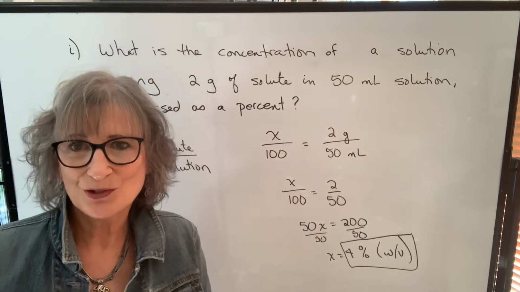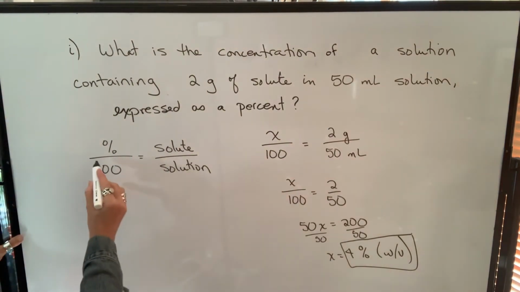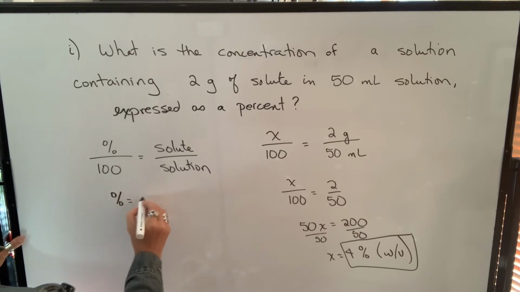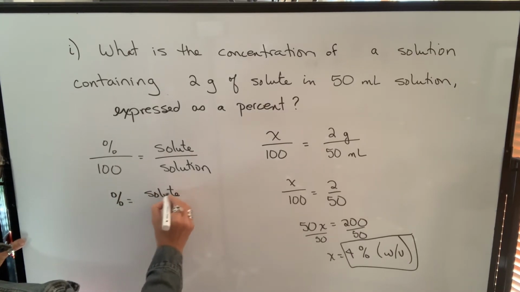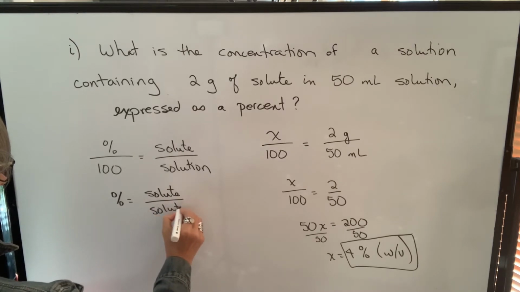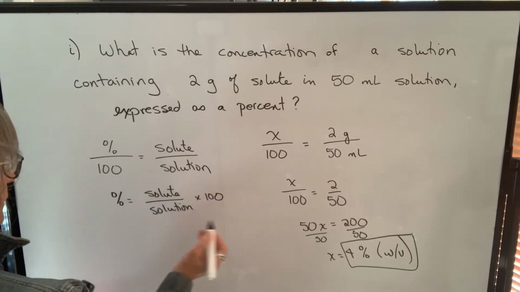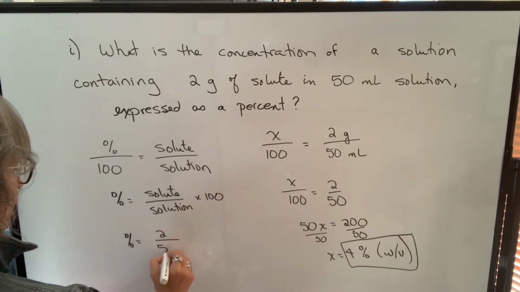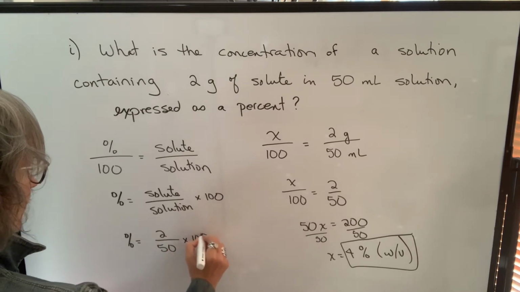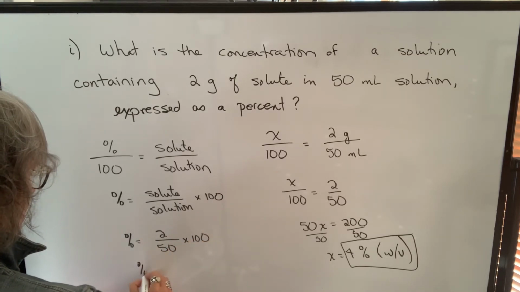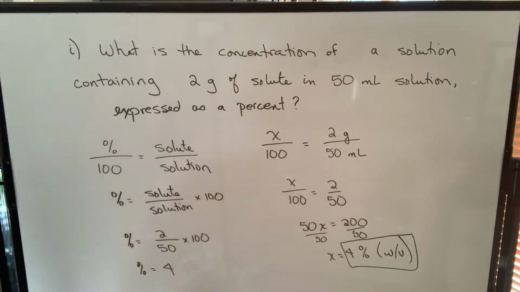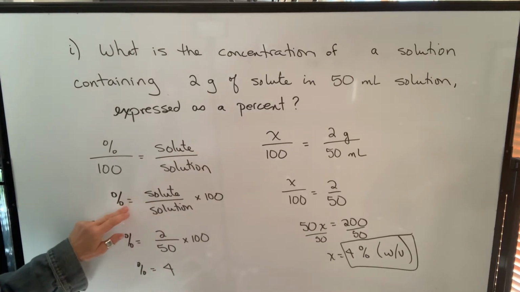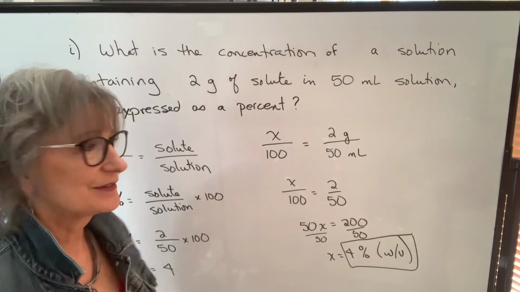There's also a shortcut that you can use to do these calculations. If we were to take this formula and multiply both sides by 100, we would get percent will equal the solute over the solution times 100. So we could have done that, 2 grams in 50 milliliters times 100, and we would get the same answer doing it that way. So if you're doing a lot of questions where you are calculating the percent, you might want to use the shortcut. Let's take a look at some more examples.